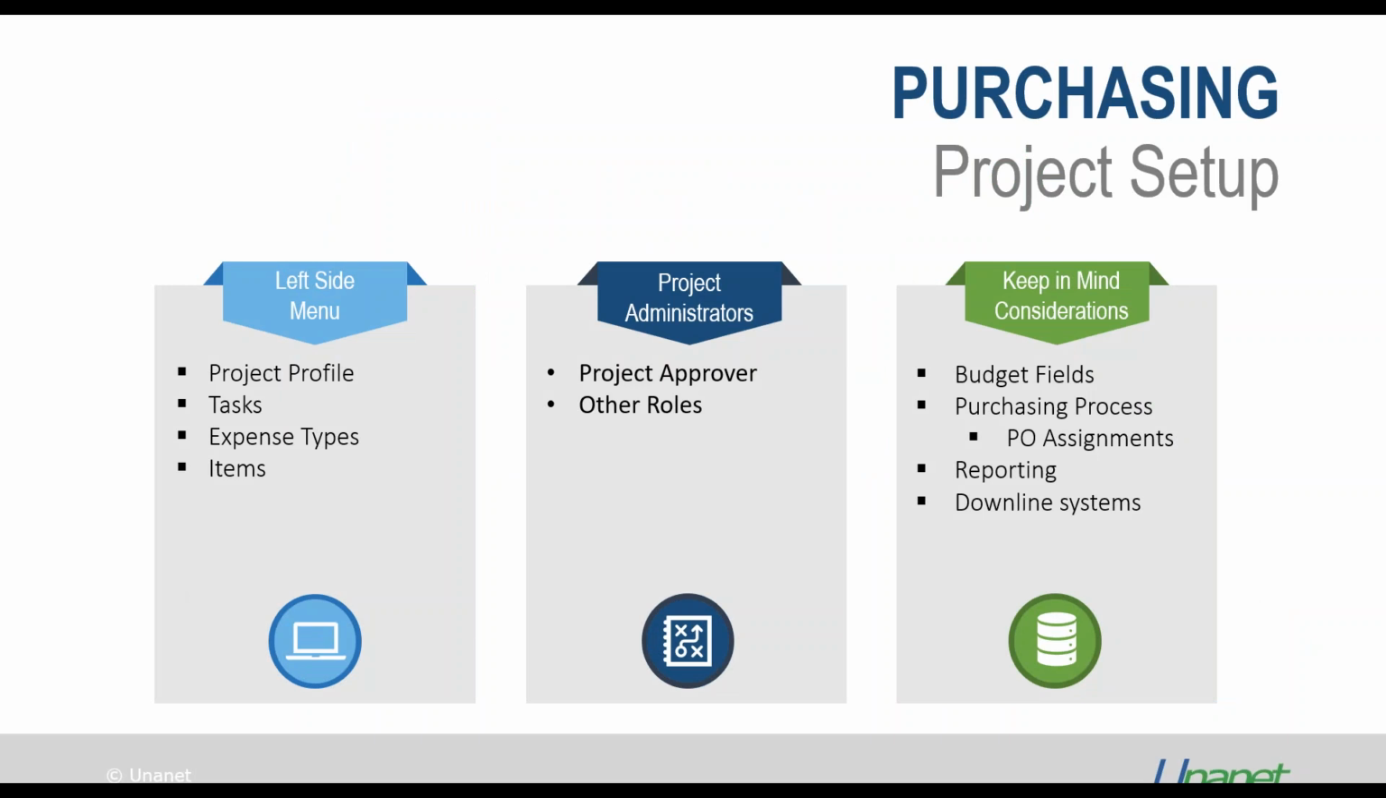On the left side menu, we're going to take a look at the project profile, the actual tabs across the top. We're going to take a look at tasks and expense types and the items, the new items feature. We're going to talk a little bit about the project administrators, specifically the new project approver setting that's on here, and some of the other roles as our new project administrator in the system.